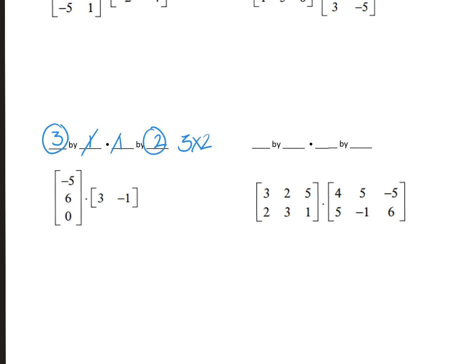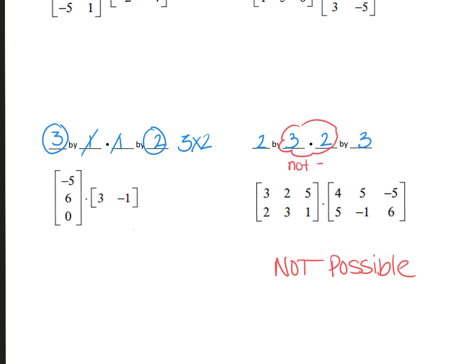And then let's check this one. We've got 2 rows, 3 columns. And this one's got 2 rows by 3 columns. So we've got a problem. These two are not the same. Therefore, this is not possible, since this one and this one are not the same.